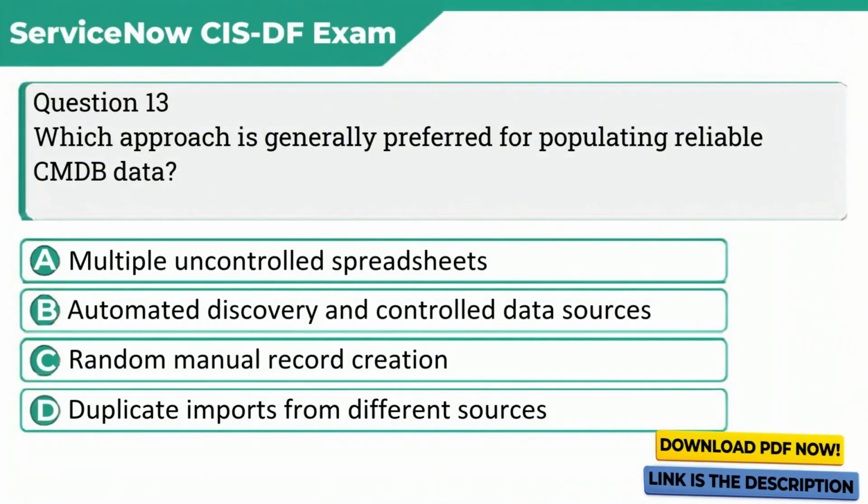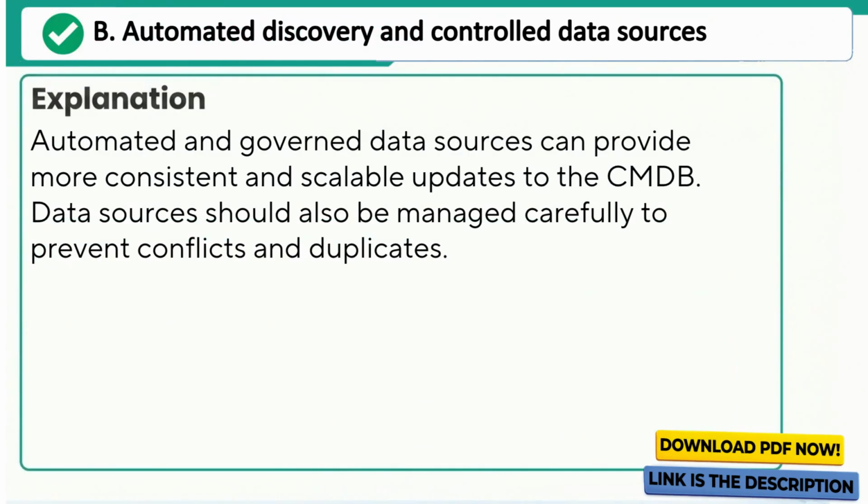Question 13. Which approach is generally preferred for populating reliable CMDB data? A. Multiple uncontrolled spreadsheets. B. Automated discovery and controlled data sources. C. Random manual record creation. D. Duplicate imports from different sources. Correct answer, B. Automated discovery and controlled data sources. Explanation. Automated and governed data sources can provide more consistent and scalable updates to the CMDB. Data sources should also be managed carefully to prevent conflicts and duplicates.